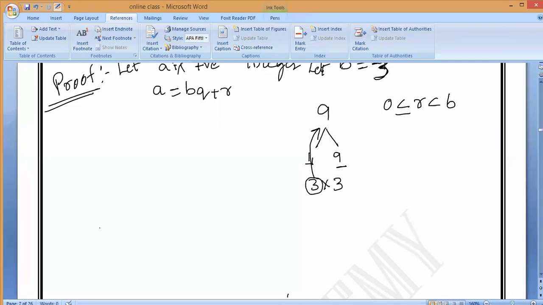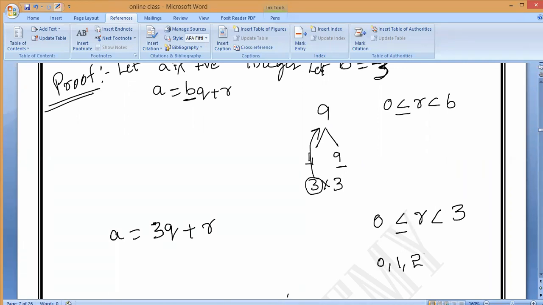So a equal to, what is our b value? 3. So a equals 3q plus r. What is the range of r? r is between 0 and 3. What are the possible values of r? 0, 1 and 2. Do you understand this one?